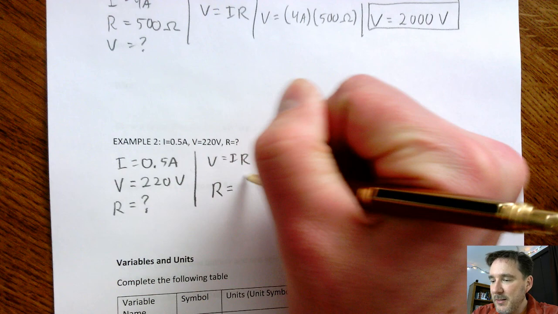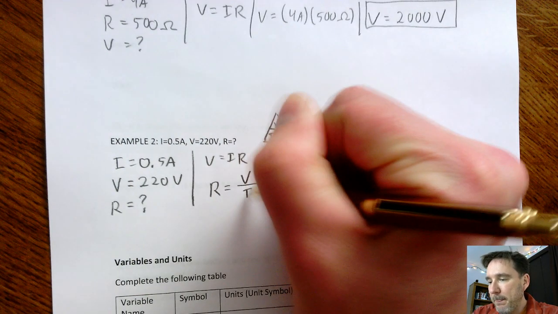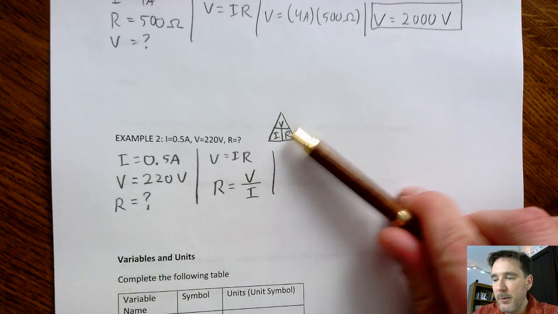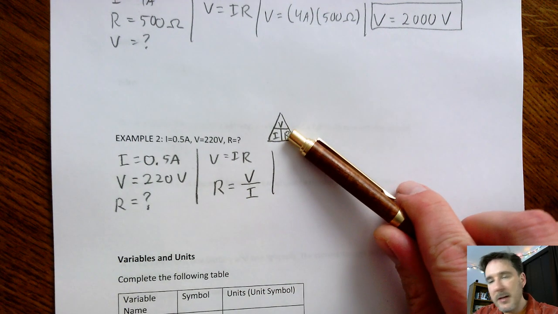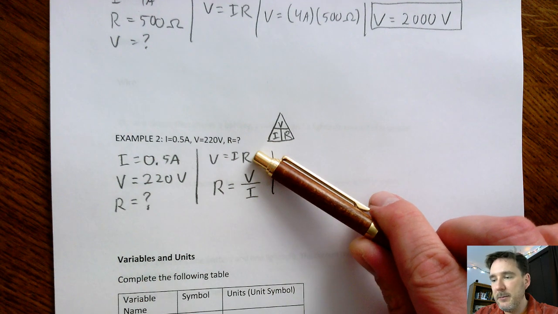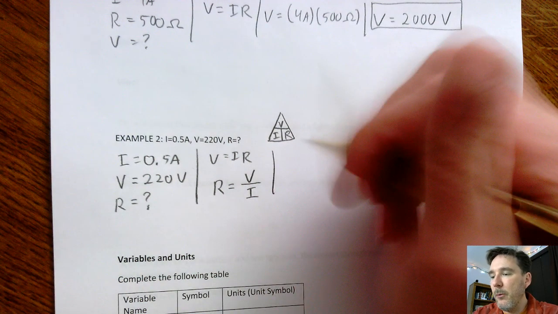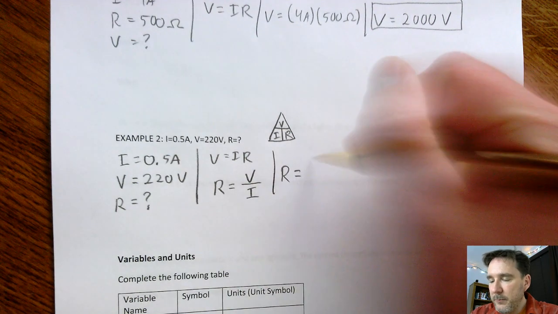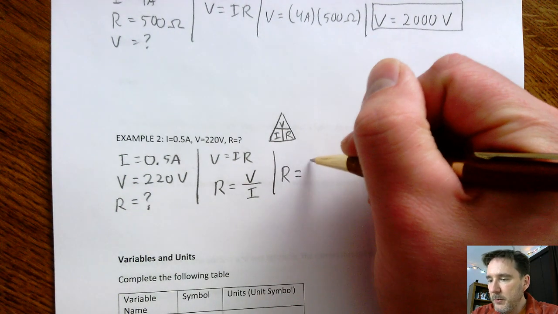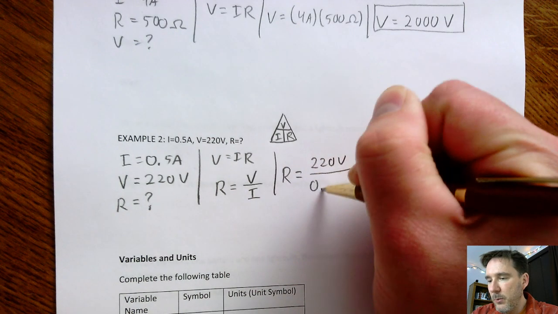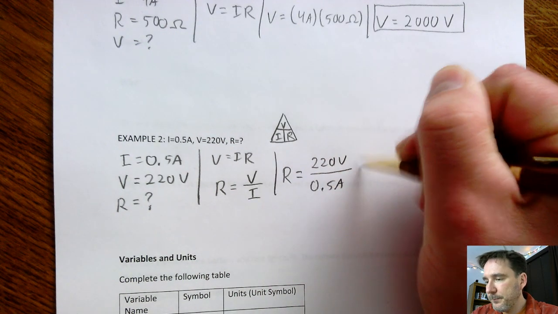So resistance is voltage divided by current, all right? Because I covered up what I didn't want to find. Or I could just solve it algebraically. I divide both sides by I, and that leaves me with R is equal to V divided by I. Both ways are fine. All right, so volts was 220, and current is 0.5 amps.